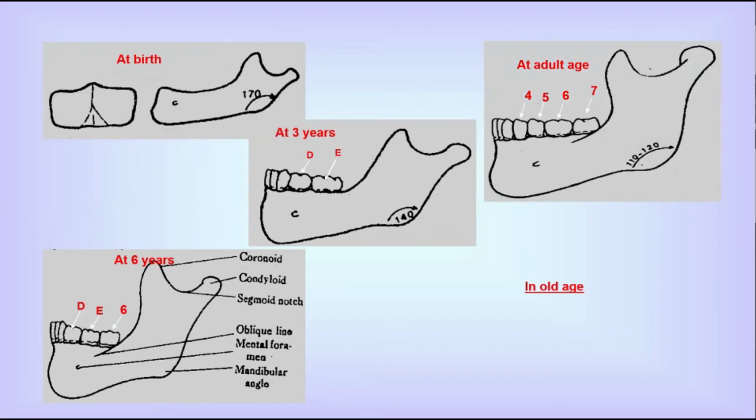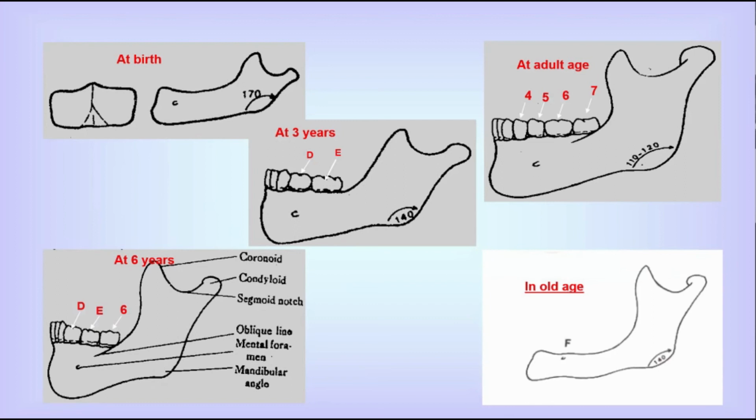In the adult, teeth 1, 2, 3, 4, 5, 6, 7 are there until the age of 18. From the age of 18, there may be an 8. Okay, so 1, 2, 3, 4, 5, 6, 7, 8 teeth may be there. The angle of the mandible has been reduced to 110 to 120 degrees. So the ramus has been uplifted straight, and now the condylar head is above the coronoid process.